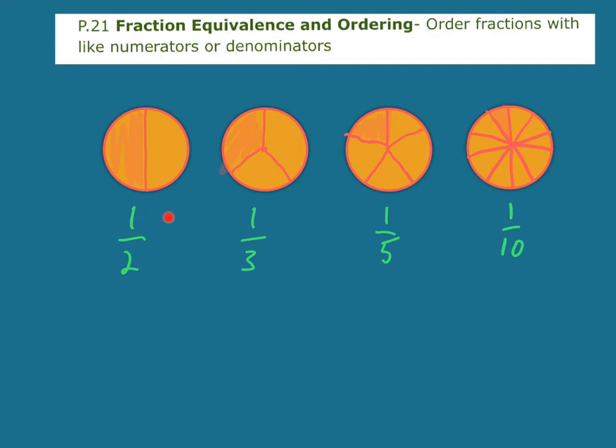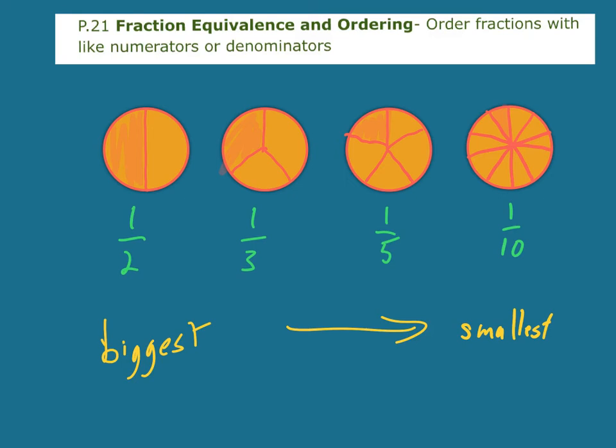They all have the same numerator, common numerators. The top number is the same. So which one is the biggest out of these? Well, actually, even though 2 is the smallest number, this is the biggest fraction because 1/2 is a lot more than 1/10. So it's already in order from biggest to smallest.